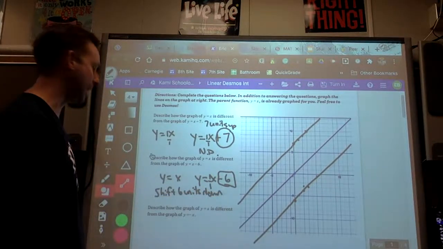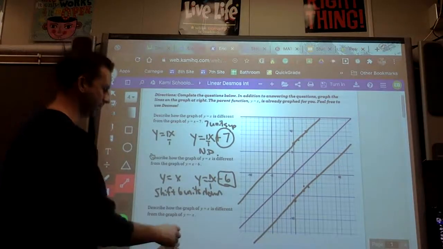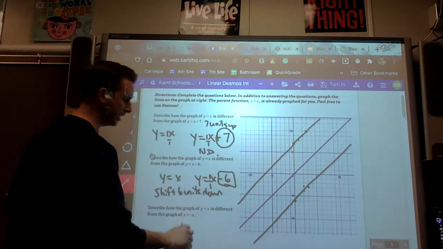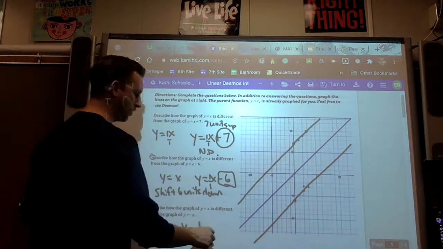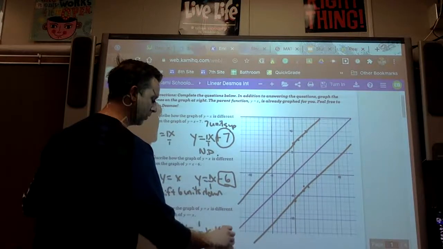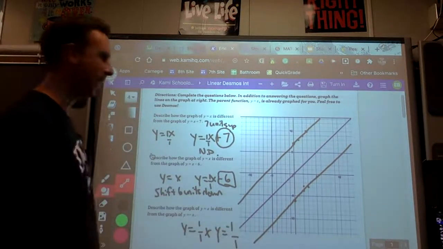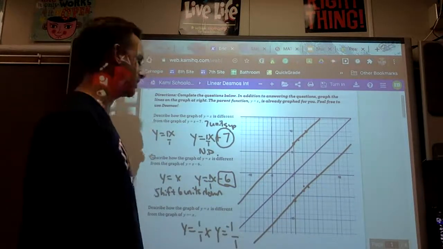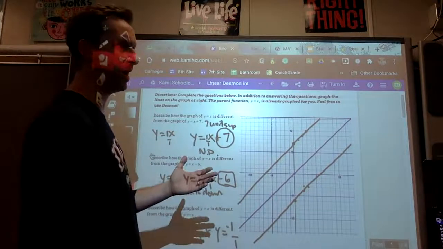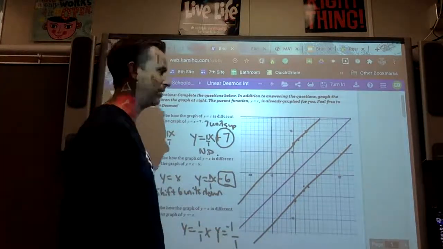All right. Then the next one, y equals -x. So think about this. If y equals x is 1 over 1, y equals -x would be y equals -1 over 1. So if I think about that, that means I'm going to be doing the same thing, but instead of going in a positive direction, I'm going to be going in a negative direction, because a negative divided by a positive is a negative.